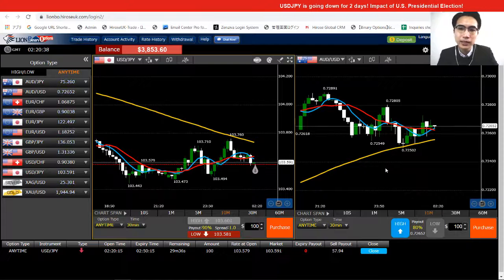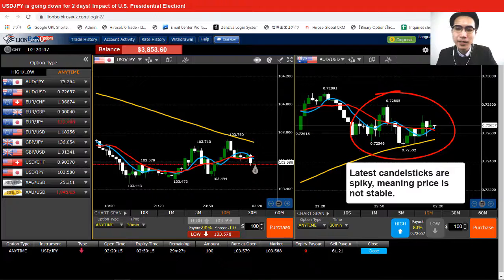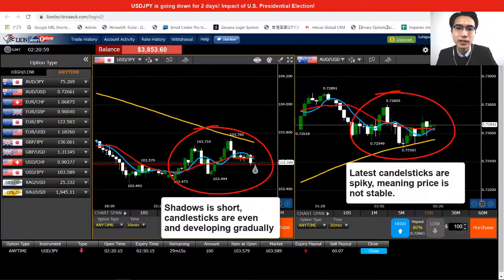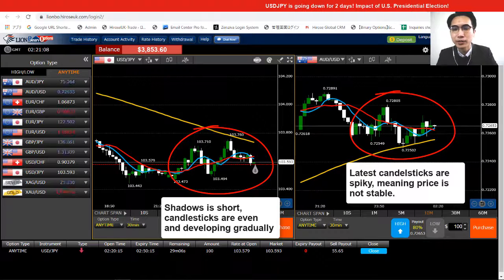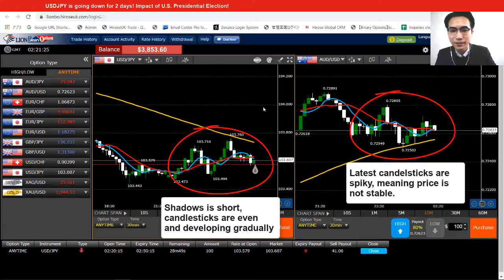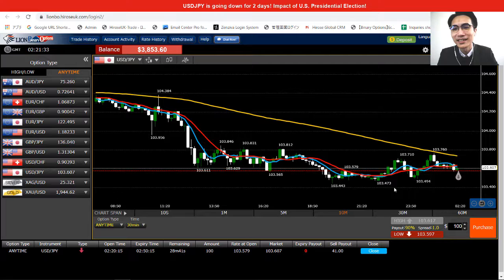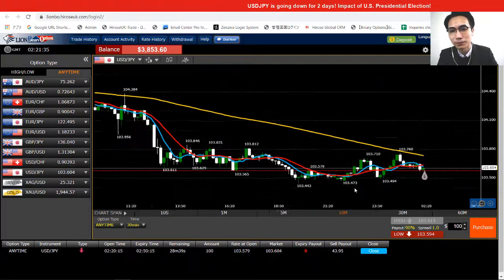But if you take a look at the right one here, at the latest candles, it's quite spiky. So that means the price is not as stable as the one on the left. If we take a look at the one on the left here, it's really gradual, and the shadows of the candlesticks are short compared to the one on the right. And that's why I decided to open an option for the chart on the left instead of the one on the right.